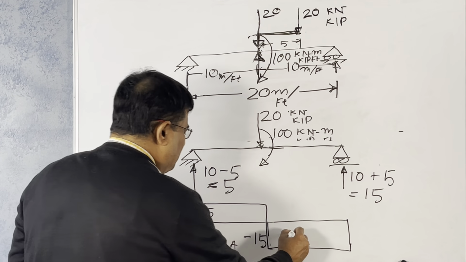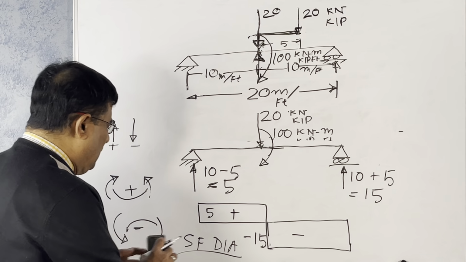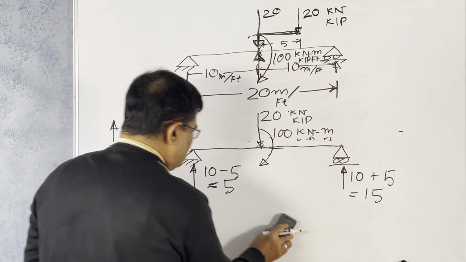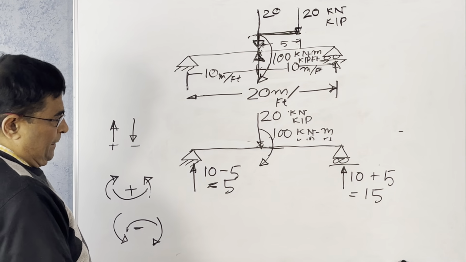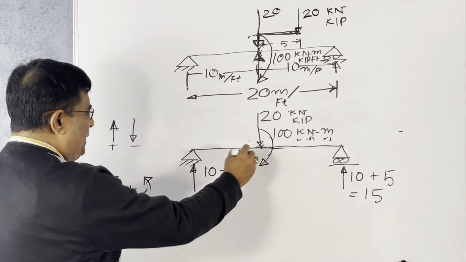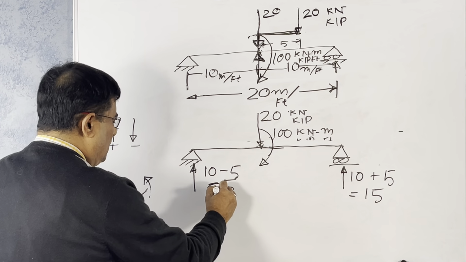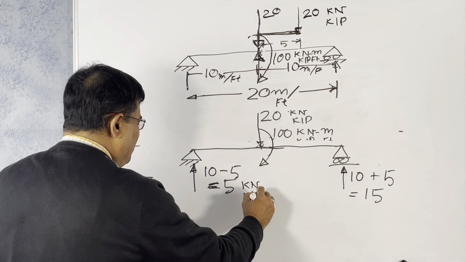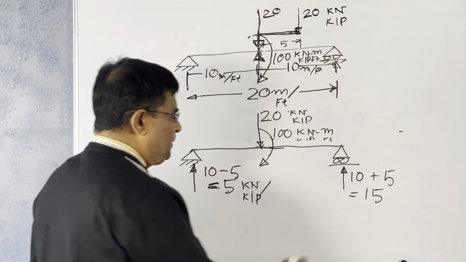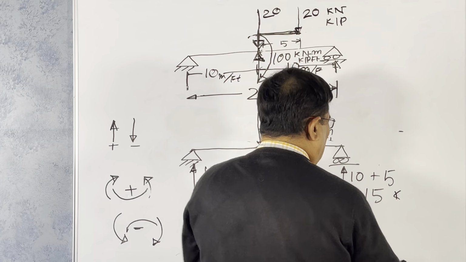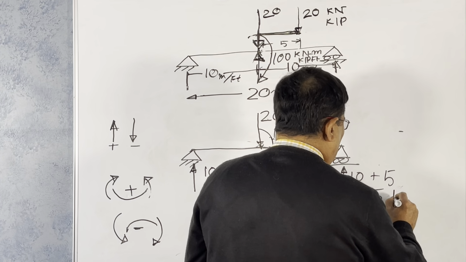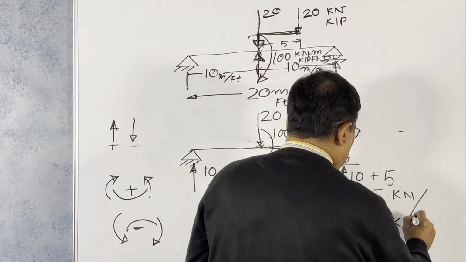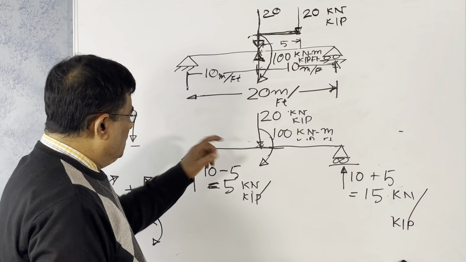This is 15, this is 15, this is the shear force diagram. Let us draw the bending moment diagram. So for the bending moment diagram, from here to here, this is 5 kilonewton or 5 kip. This is 15 kilonewton or 15 kip. So now, what is the moment here?